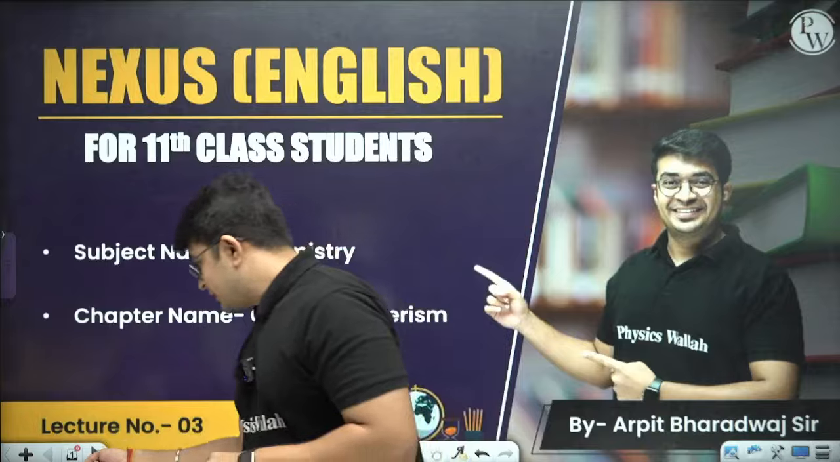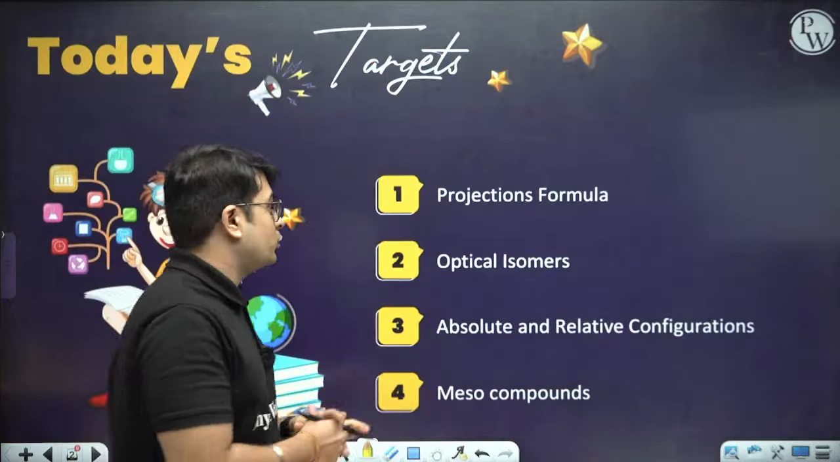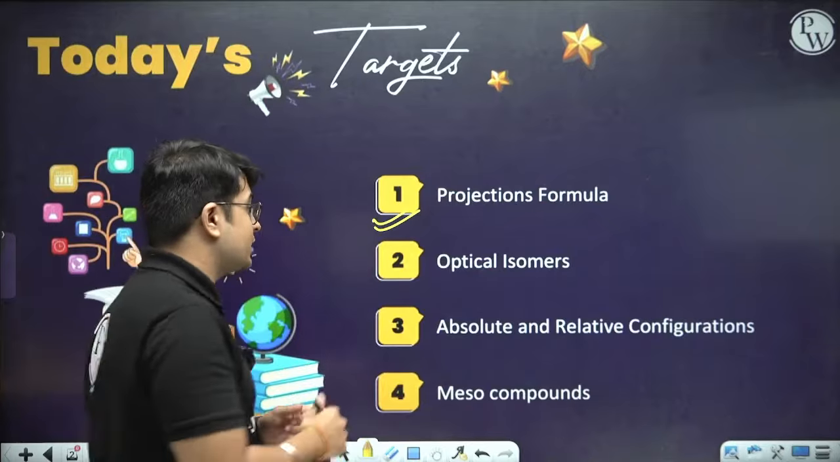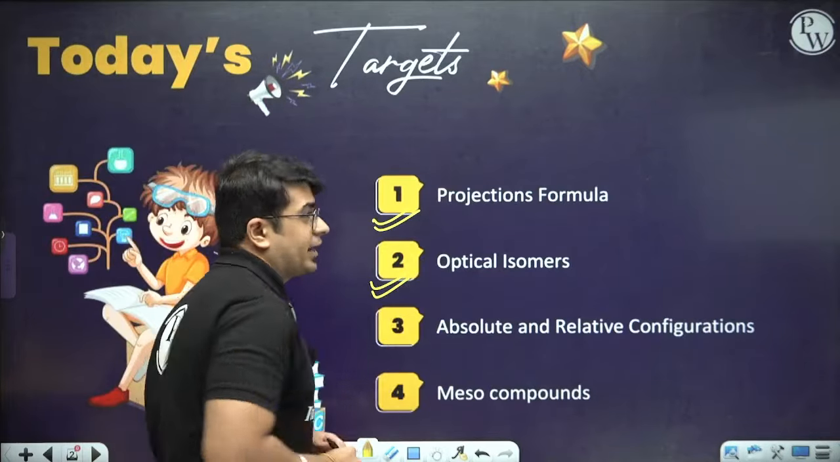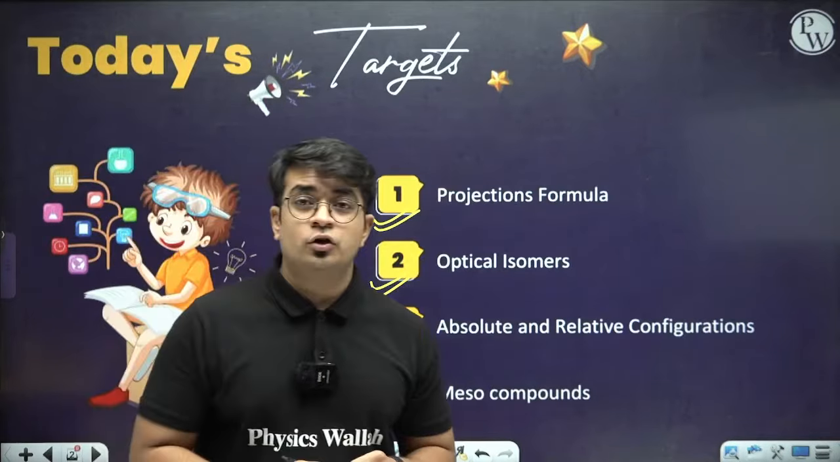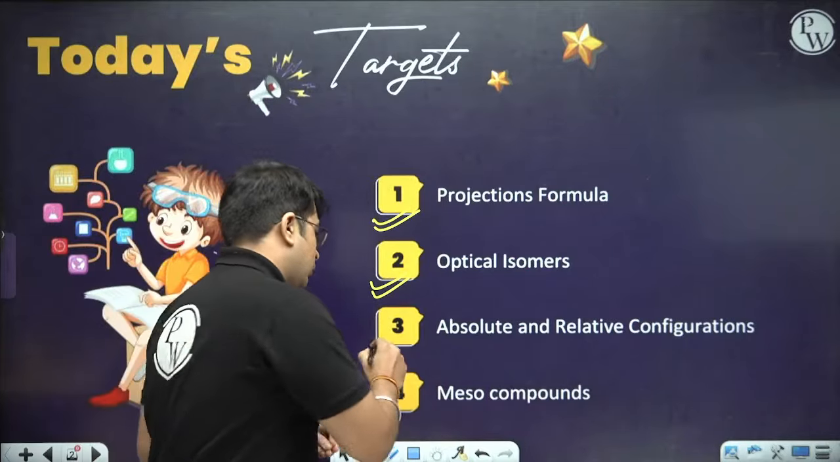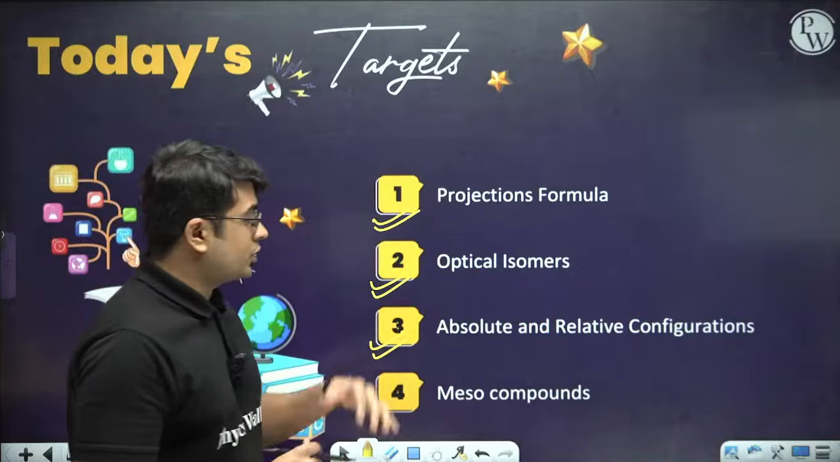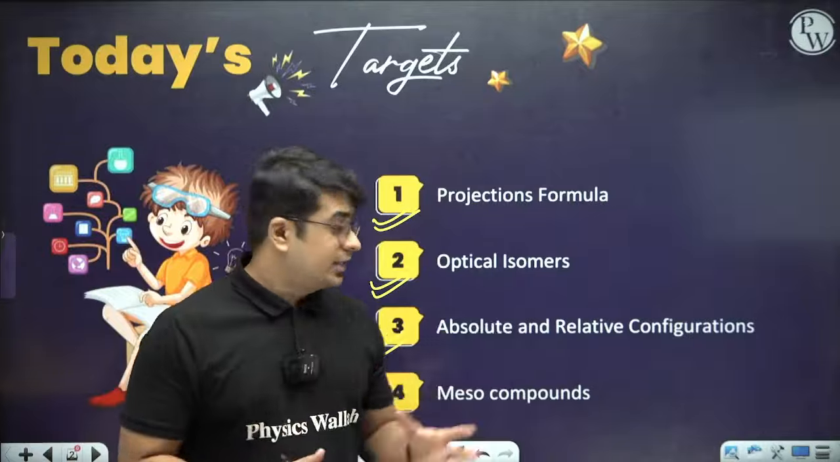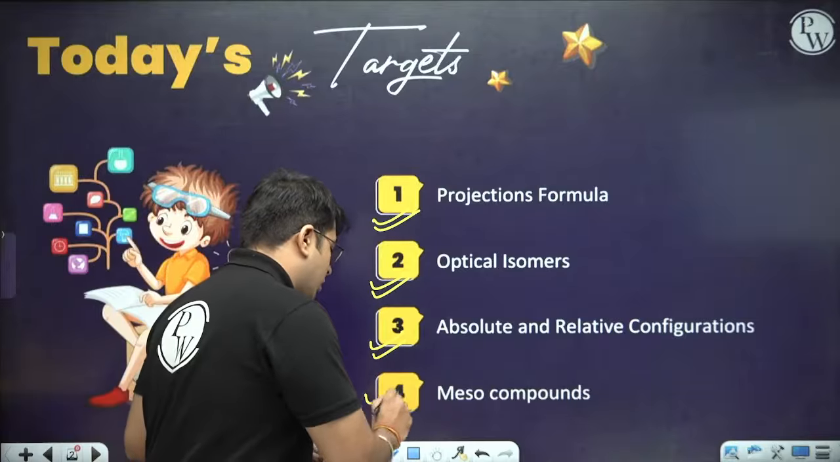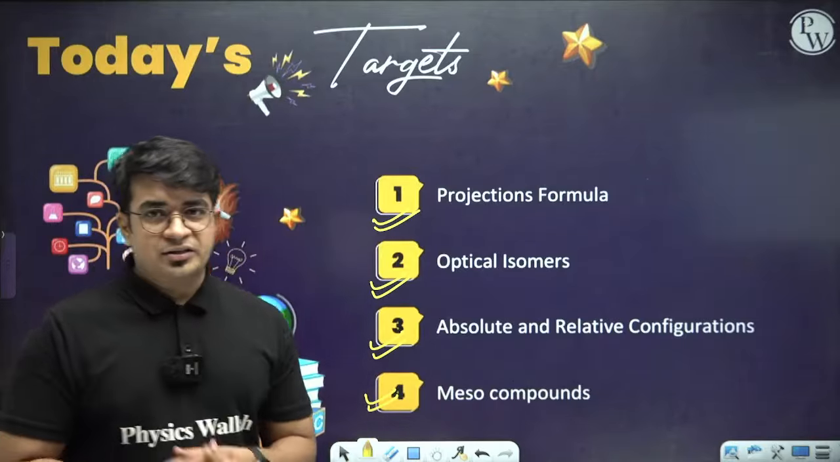In this session, the first part we are going to discuss is the projection formulas. The next part will be the concept of optical isomerism, in which we discuss enantiomers as well as diastereomers, and then the configurations, absolute as well as relative, along with a specific idea of meso compounds. So let's start the session.